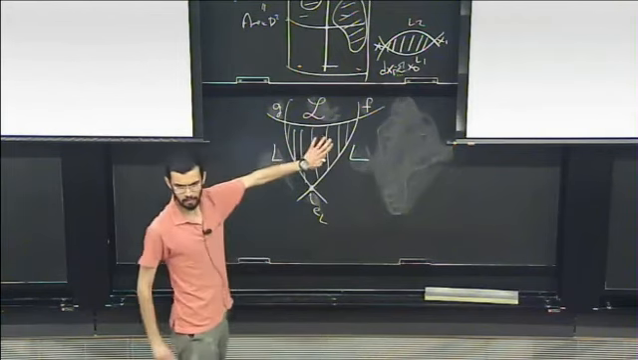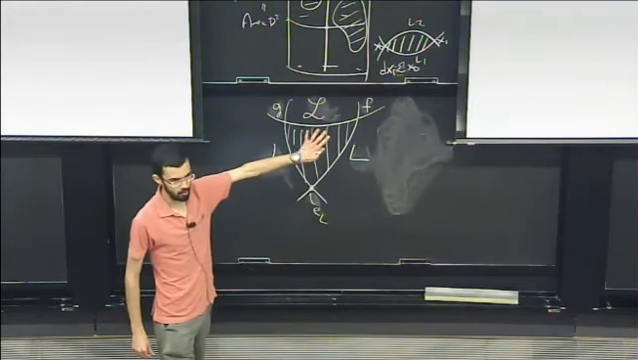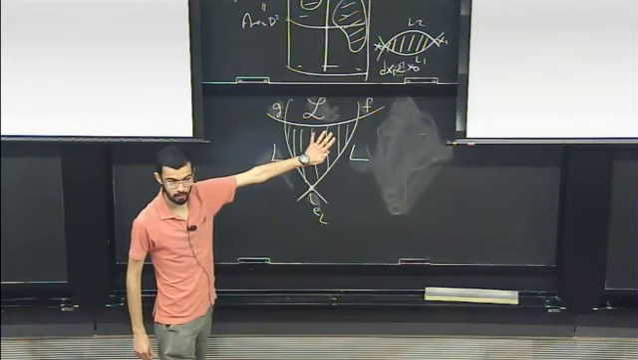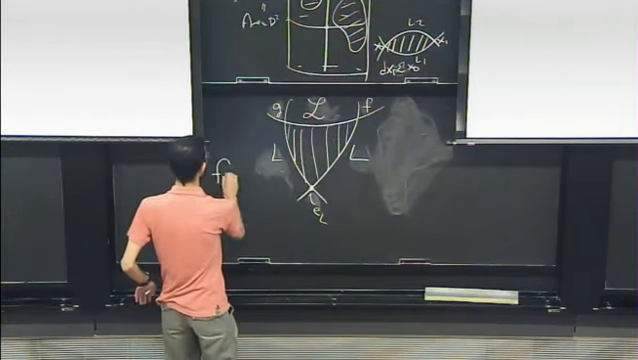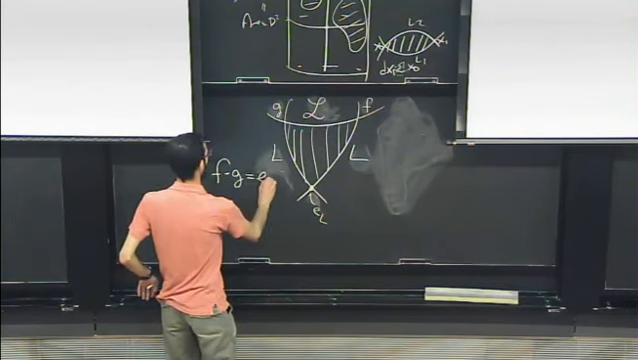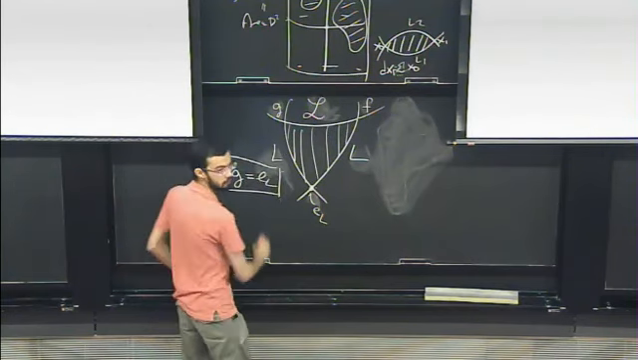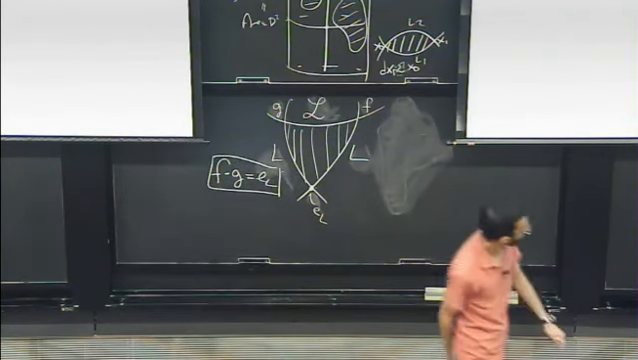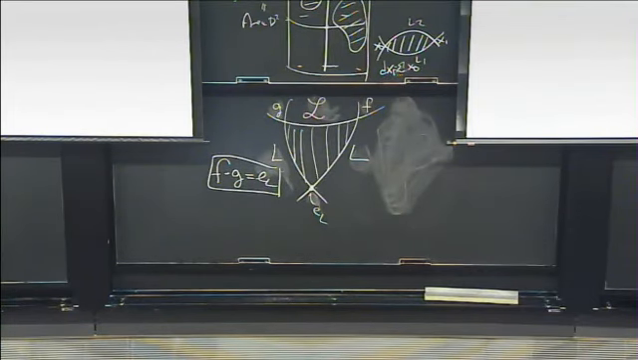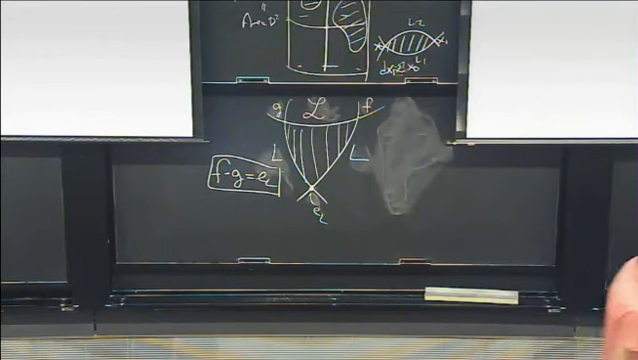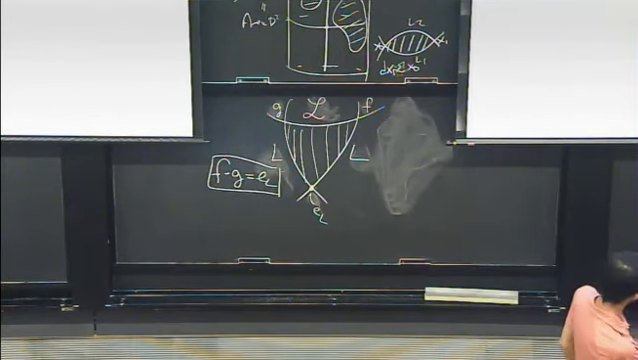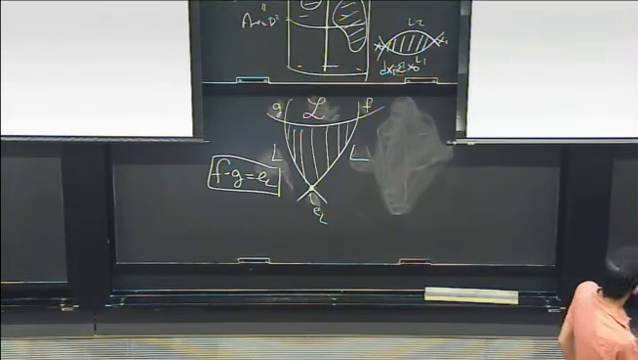Now, what was this picture illustrating earlier? It was illustrating the product in this category. This picture says F times G equals EL. Well, if F times G equals EL, then that means that the red guy, the other way. Wait, why does EL intersect itself?